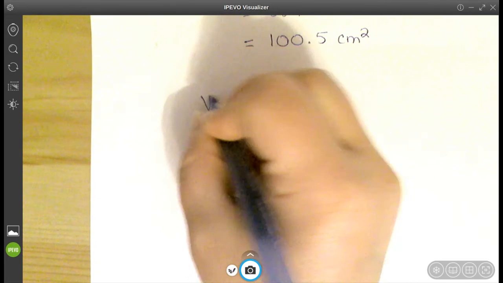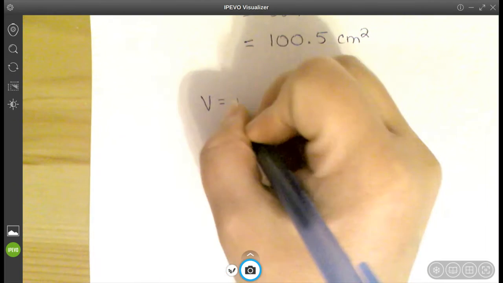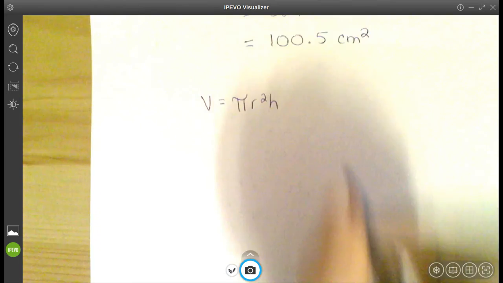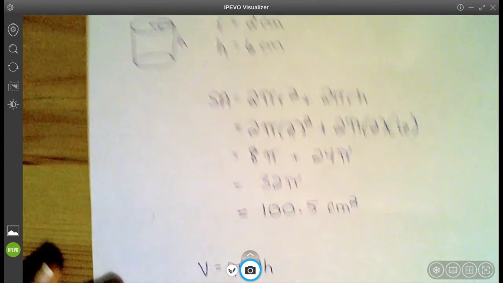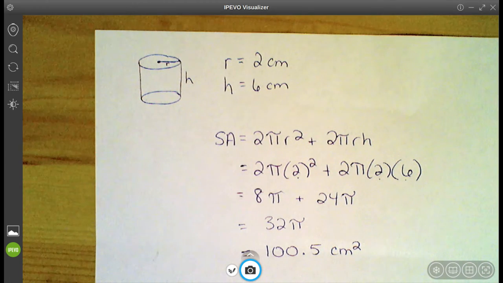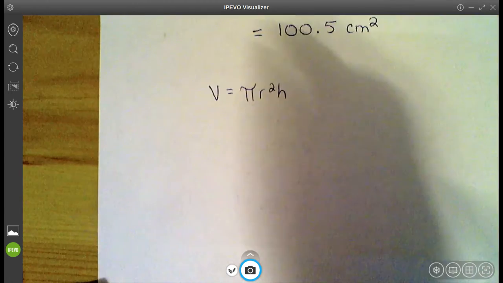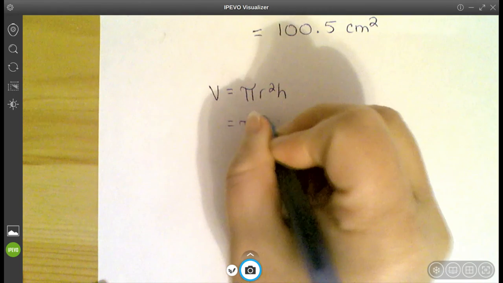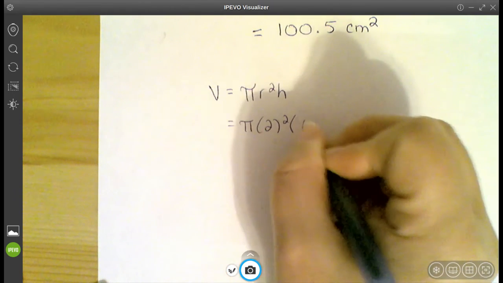Now let's take a look at volume. For volume, the formula is pi r squared times the height. Now volume, whereas surface area was what's on the outside, volume is how much can we fit inside of the object. So again, we can just plug in 2 for our radius and 6 for our height.